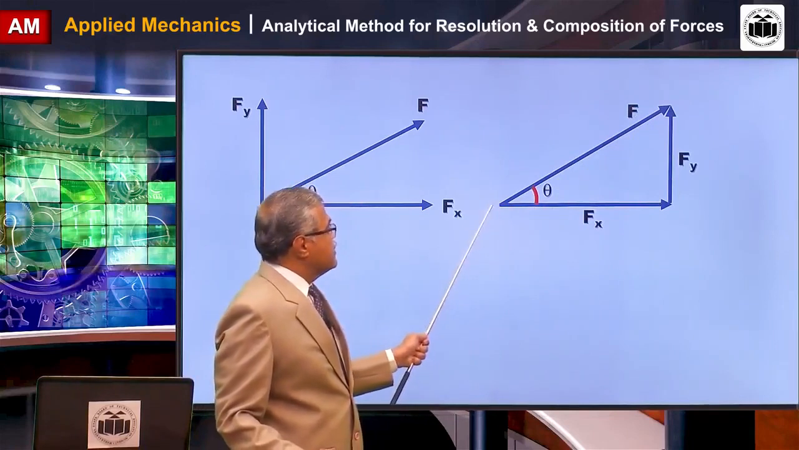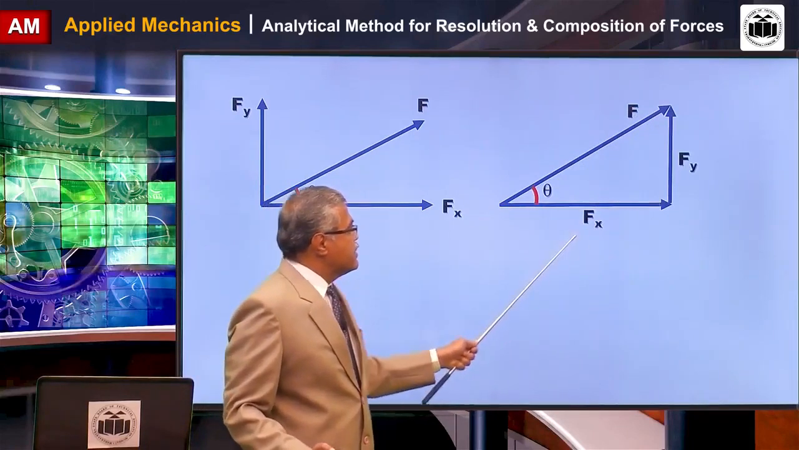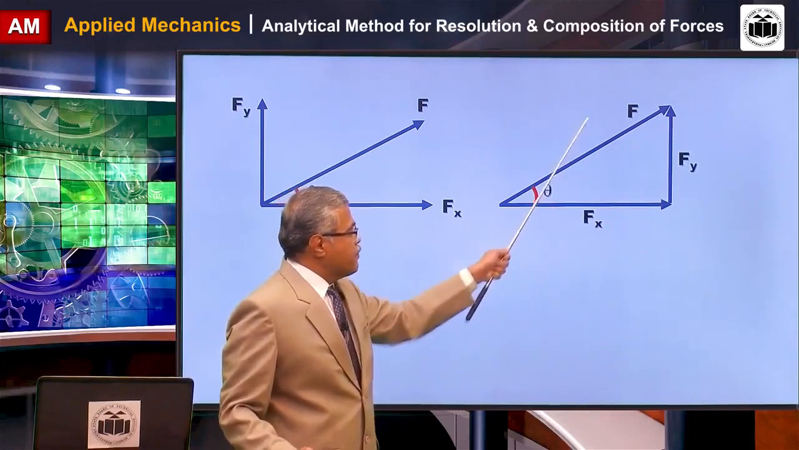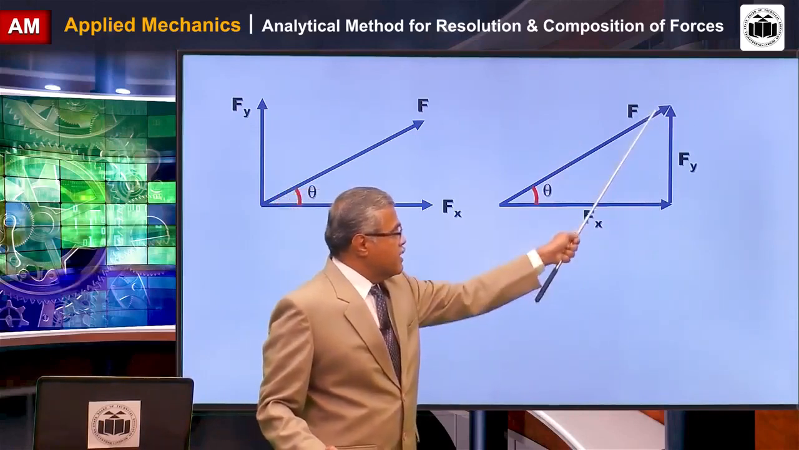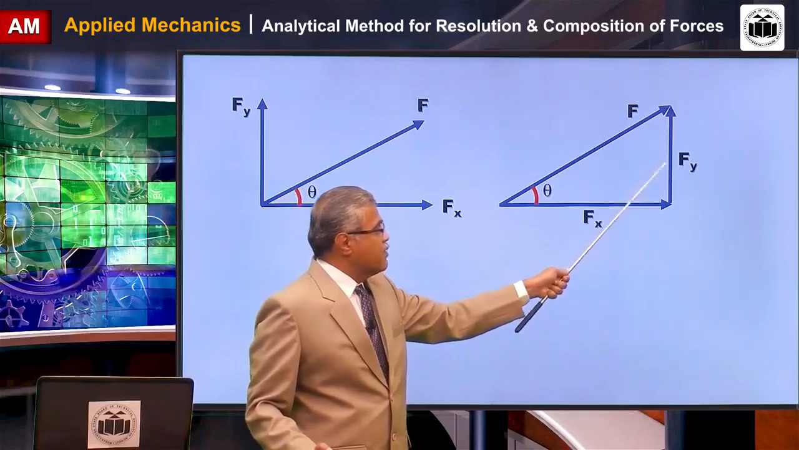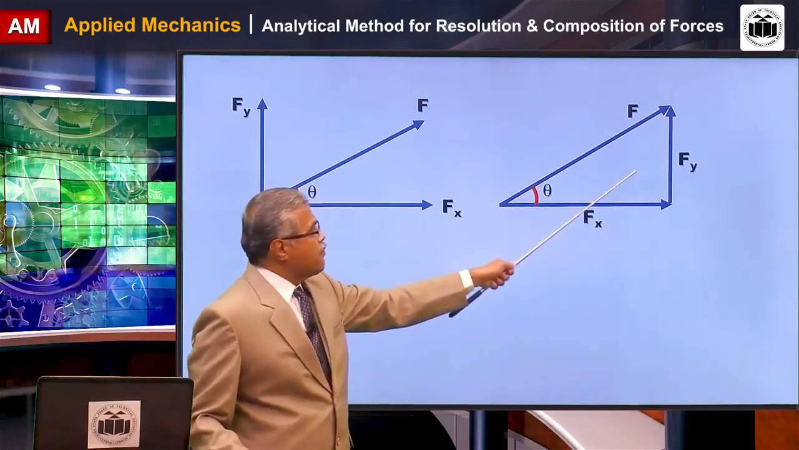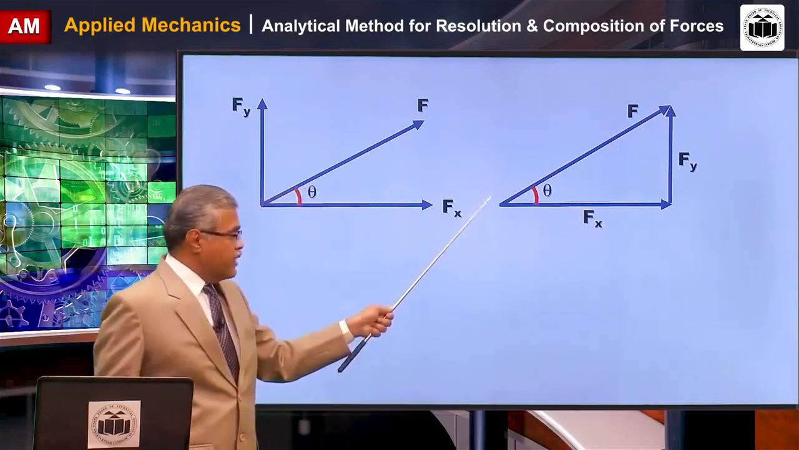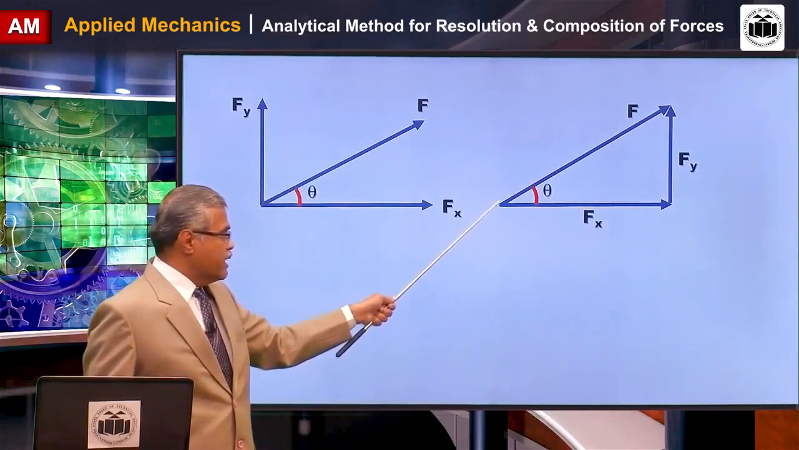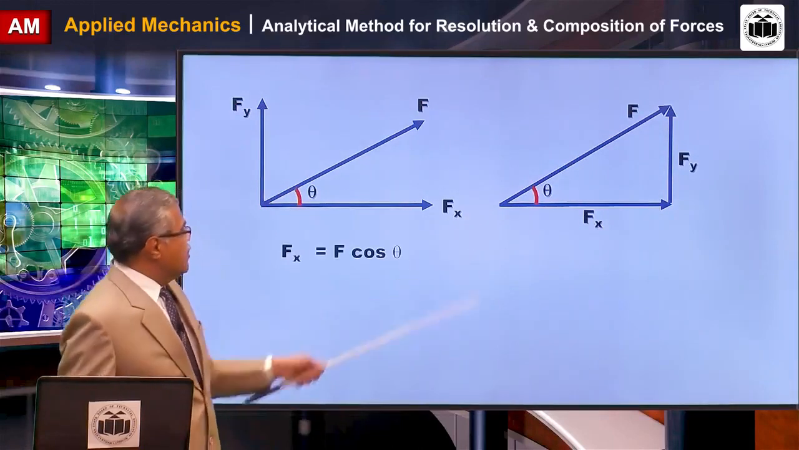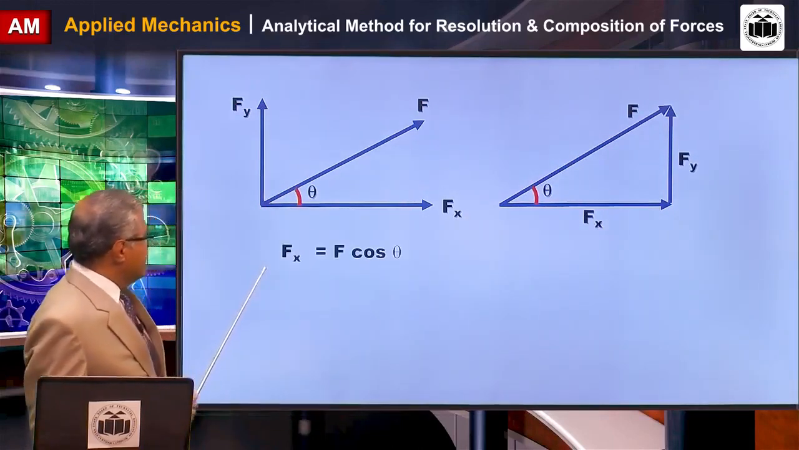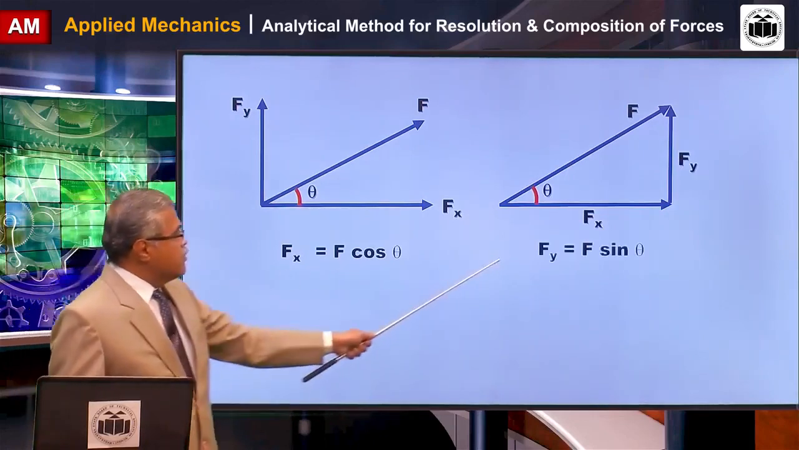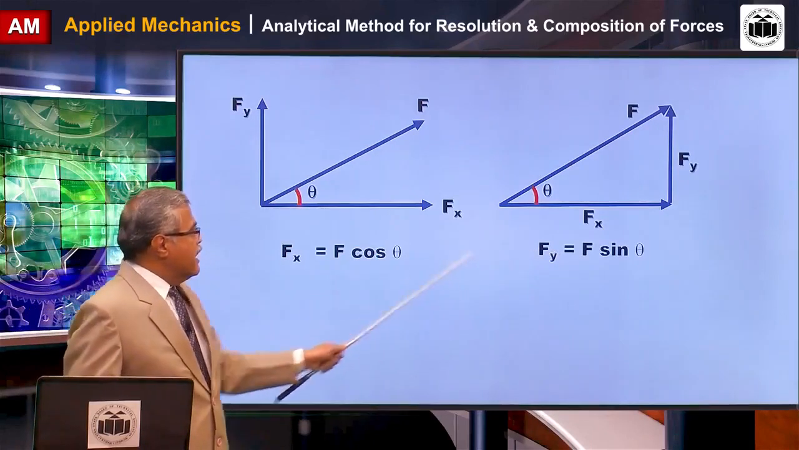Then in that case, this line to this one is Fx, which is called the horizontal component of force F, and this vertical line is Fy, called the vertical component of force F. So it is denoted as Fy, and we can make use of trigonometric equations to find the values of Fx and Fy. So here Fx is equal to F cos theta and Fy is equal to F sin theta.